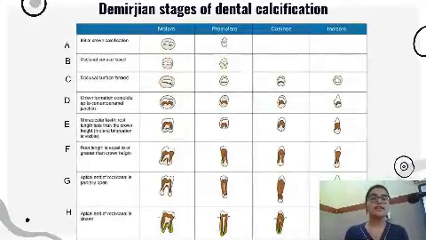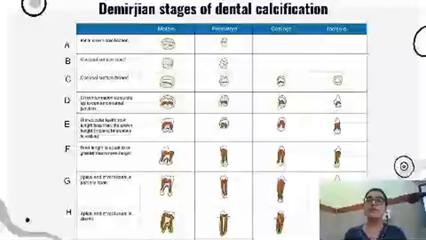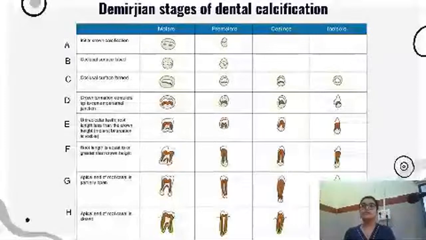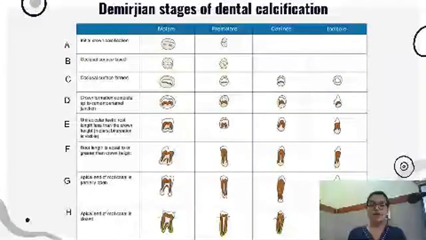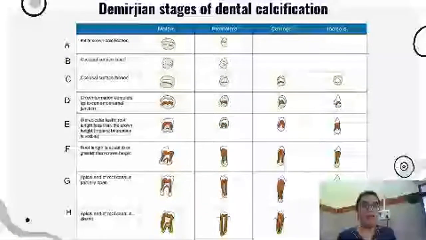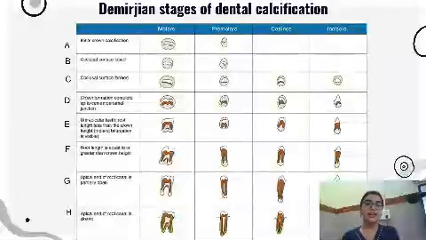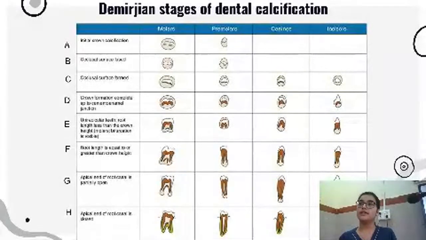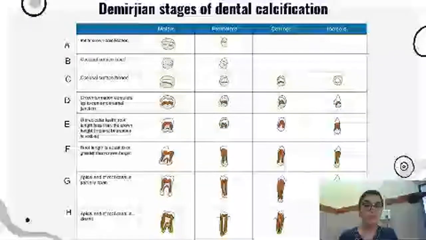So stage A is the initial crown calcification is seen. In stage B, the occlusal surface is fused. In stage C, the occlusal surface is completely formed. In stage D, the crown formation is completed up to the cemento-enamel junction. In stage E, in uniradicular teeth, the root length is less than that of the crown length, and in the molars, the bifurcation is visible. In stage F, the root length is equal to or greater than the crown height. In stage G, the apex of the root is partially open, and in stage H, the apical end of the root canal is closed.